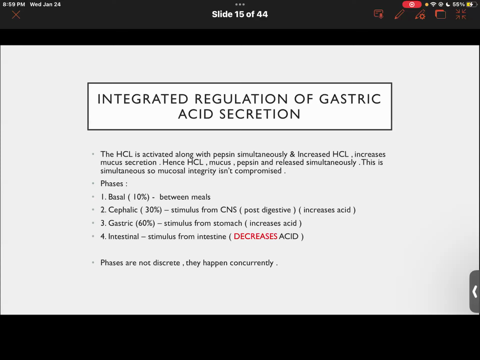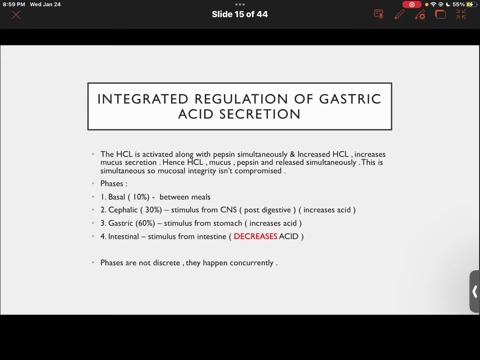Okay, so let's move on to the next phase then. We have integrated regulation of gastric acid secretion, and we have the different phases of gastric acid secretion. So the HCl, or the hydrochloric acid, is activated along with pepsin simultaneously. And increased hydrochloric acid increases mucus secretion. This is everything that we've learned in the previous slides. So that must mean, through simple maths, that HCl, mucus, pepsin are released simultaneously.